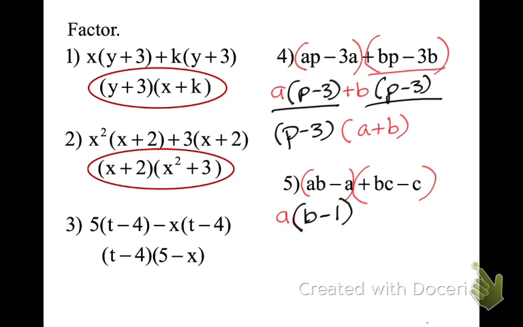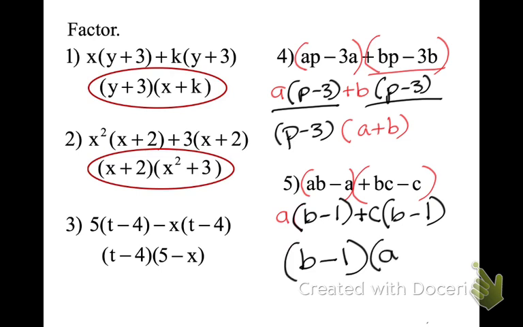And then plus, there's a C in both. You're factoring out a positive C. Yeah, and then times the quantity of B minus 1. And now you have two B minus 1s, times the quantity of A plus C. Okay, questions? All right, let's move on.